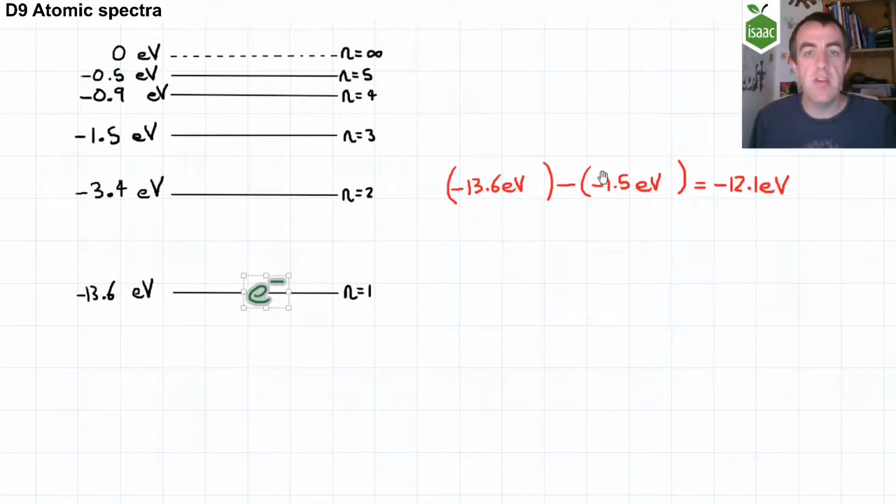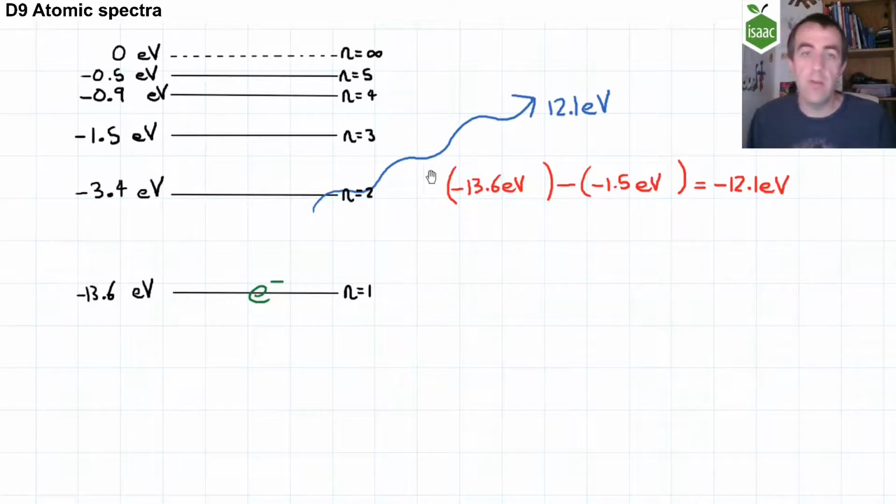The initial energy was negative 1.5 electron volts, and so the difference in energy is negative 12.1 electron volts. The electron has lost 12.1 electron volts. It is 12.1 electron volts lower in energy than it was before. In order for the electron to lose 12.1 electron volts, a photon of energy 12.1 electron volts is emitted.